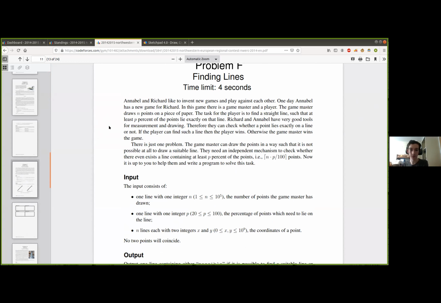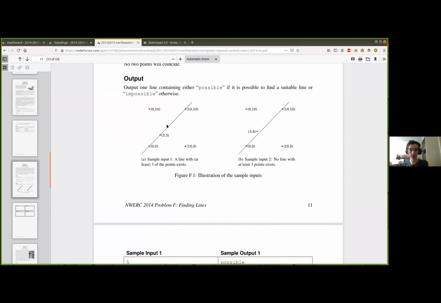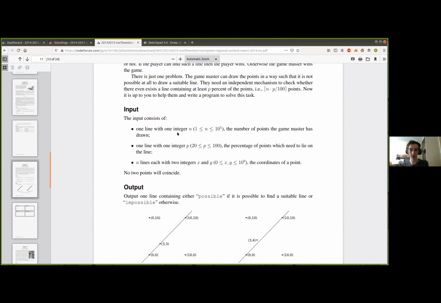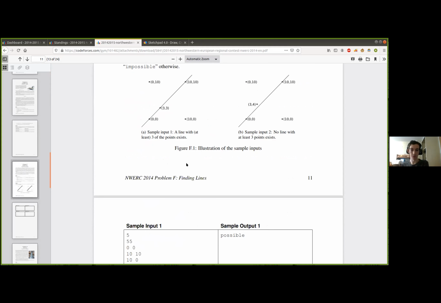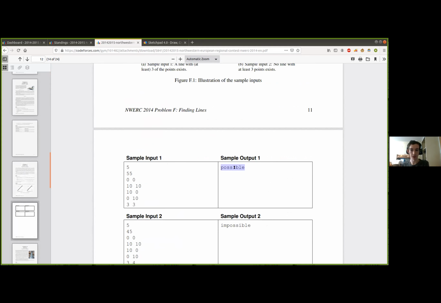Okay, so in this problem we have a bunch of points in the plane, and we want to know if it's possible to find a line that contains a certain number of the points. Specifically, we have n points and some integer p, and we want to find a line that contains p% of the points. So we just need to say if it's possible or impossible to find such a line.